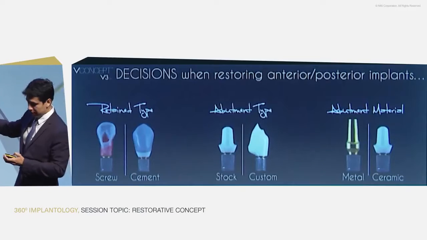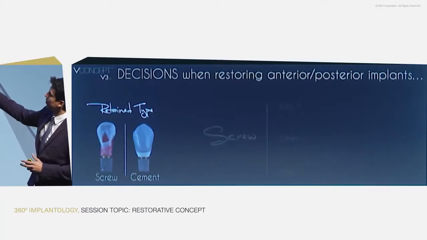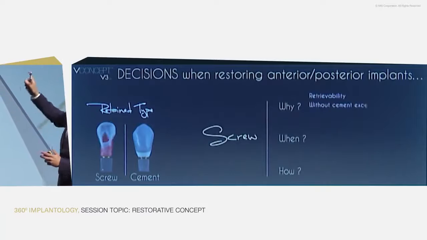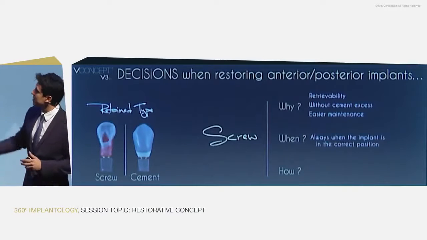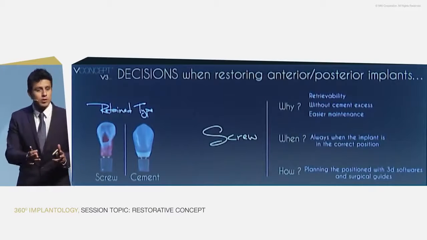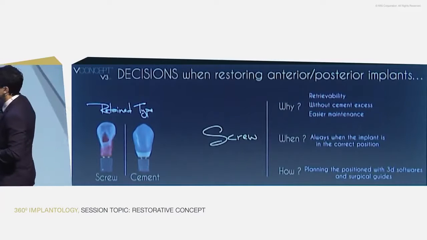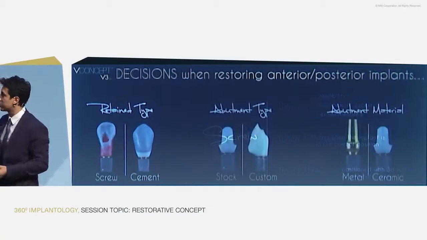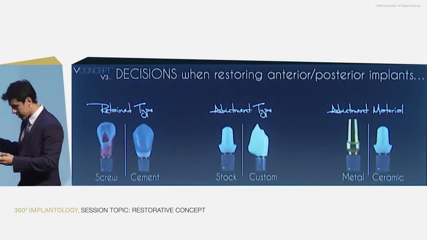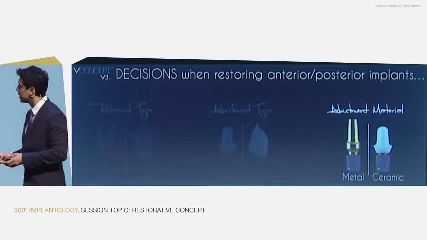So why, what, when, and how can we use this? Because we have more retrievability without cement, and easier maintenance, always when we have the implant in the correct position. And we know that if we work with 3D software and surgical guides, we will achieve this outcome. Now let's talk about the abutment material a little bit.